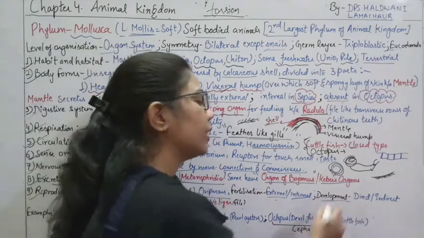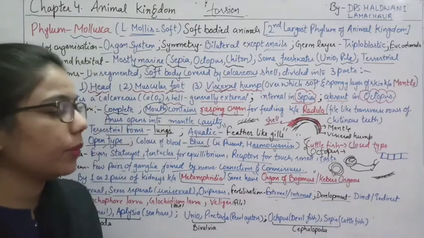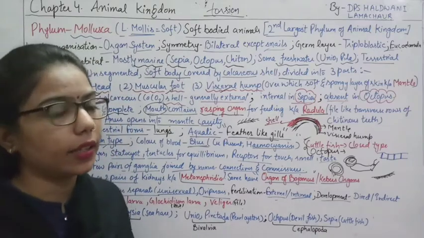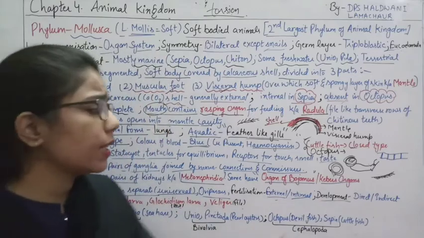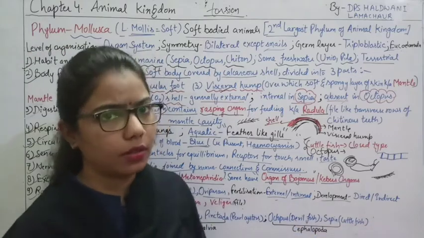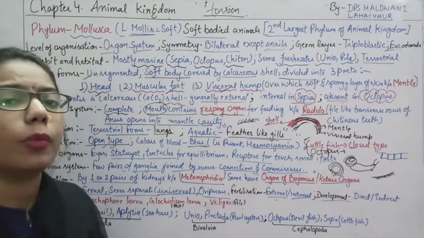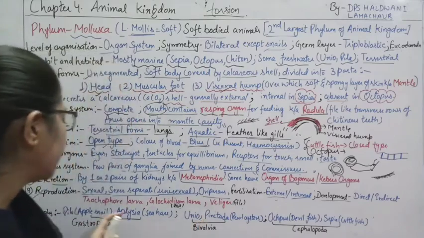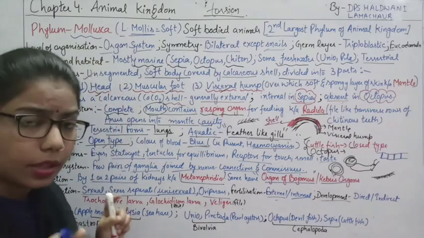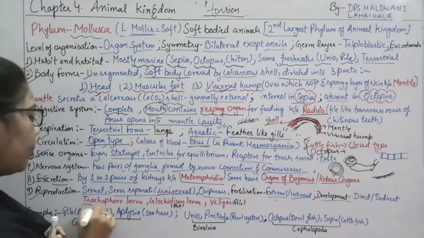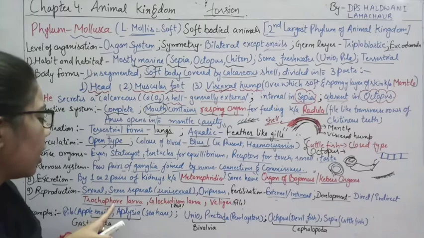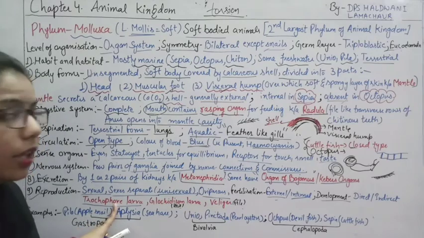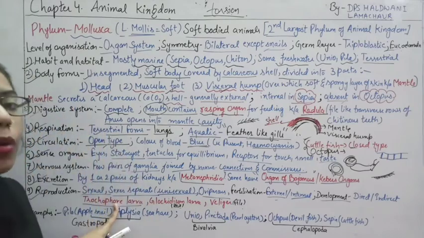Now if we talk about the development, it can be direct or it can be indirect. Direct, they can directly give birth to their young ones, as well as there will be some larval stage. Okay, after that there will be formation of individual. So here again some larvae are important. For example, trochophore larva. In examination it may be asked that this larva is present where, in which phylum? So you will say mollusca.